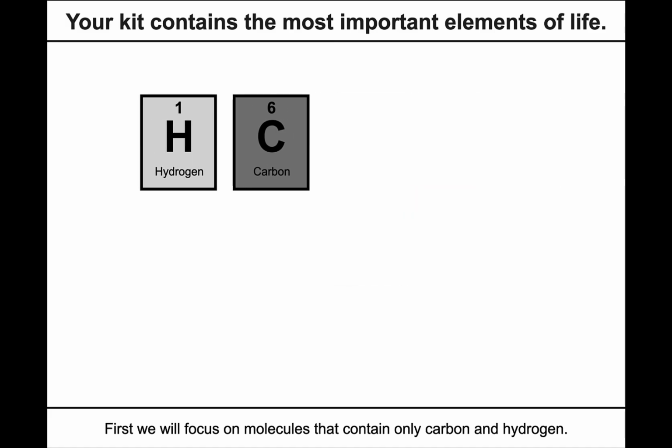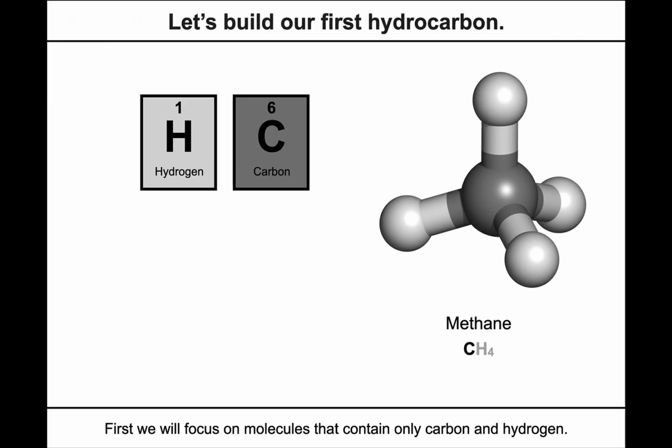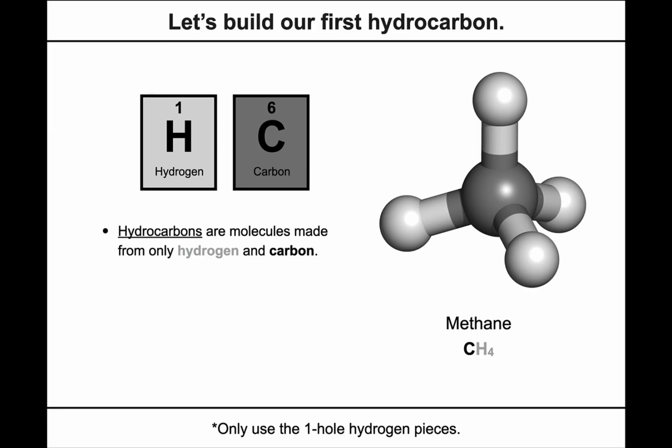Putting hydrogens and carbons together gives us a category of molecules called hydrocarbons. The most simple hydrocarbon is methane. So right now we're going to look at the structure of methane. It looks like methane has one central carbon and 4 hydrogens bonded to the carbon. What we're going to do is build this molecule. We're going to use the one-hole white hydrogen pieces, as we mentioned before. You're just going to trust me on why we're using the one-hole hydrogen pieces for now.